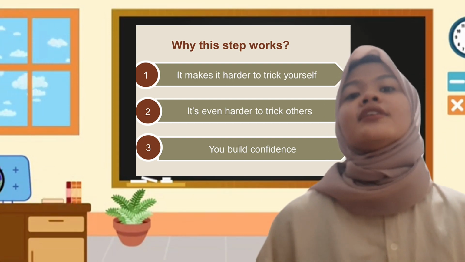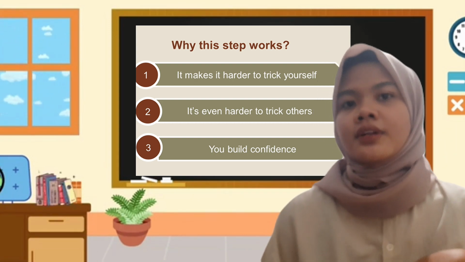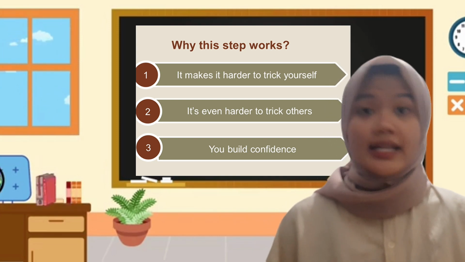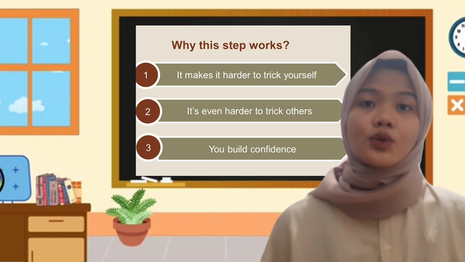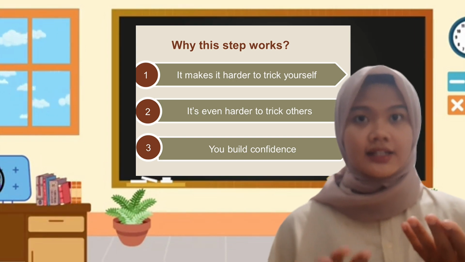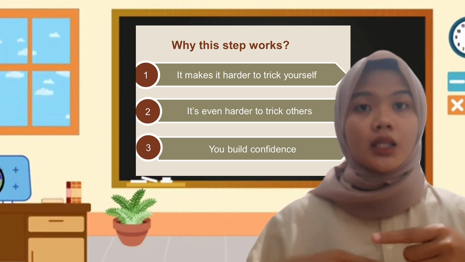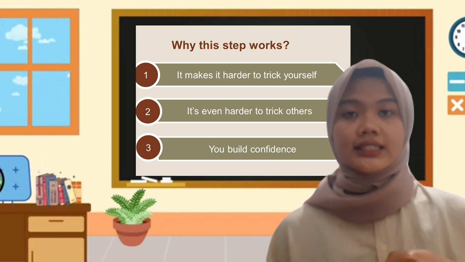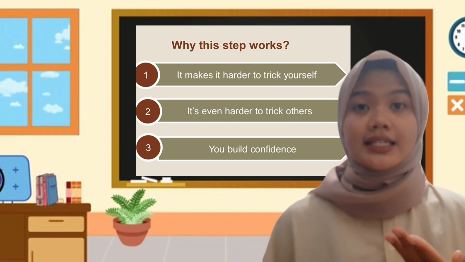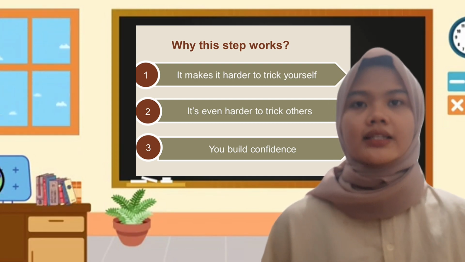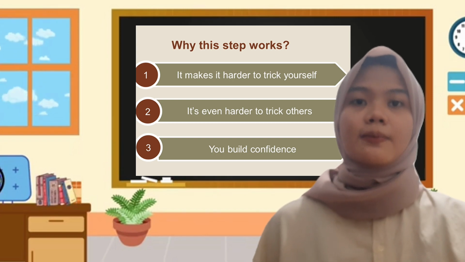Second, it's even harder to trick others. If an explanation you're providing doesn't make sense, they will often tell you or you will know by their blank stares. When you ask them to repeat what you told them using their own words and they cannot do that, it means your explanation is too complex. So simplify it and use plain language.